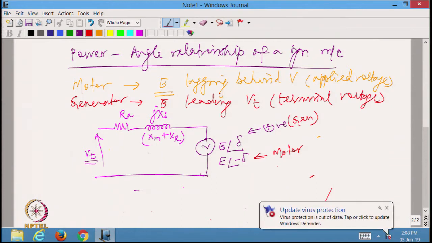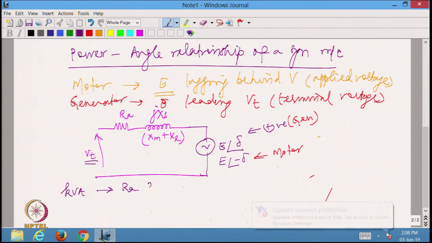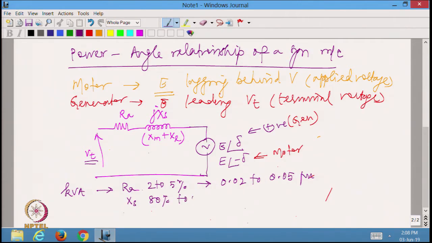Normal values, even if it is a kVA rated synchronous machine, I am normally going to have RA about 2 to 5%. What I mean is 0.02 to 0.05 per unit is the normal resistance value. And XS will be anywhere between 80 to 100%. Please note, this is very, very high because XM is also part of this XS. So, I am going to have essentially this to be 0.8 to 1.